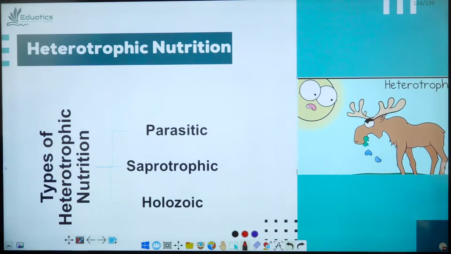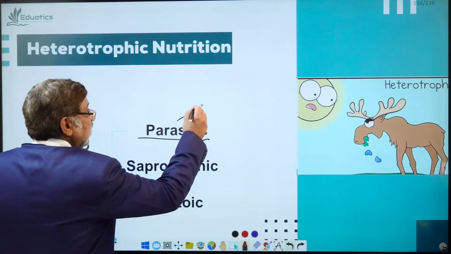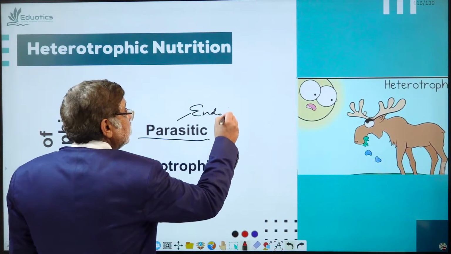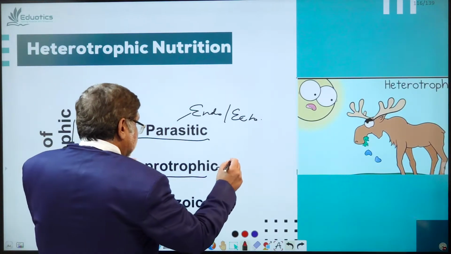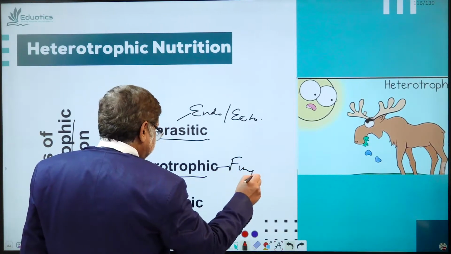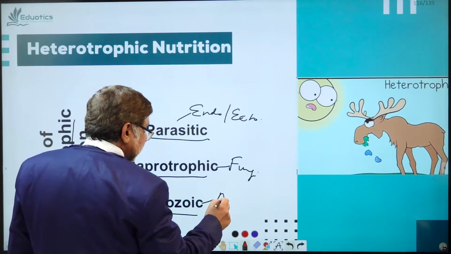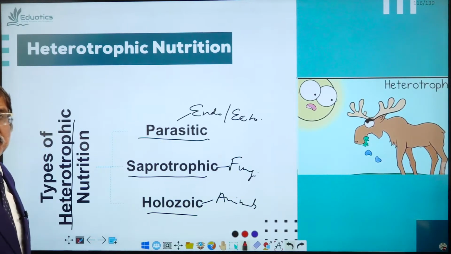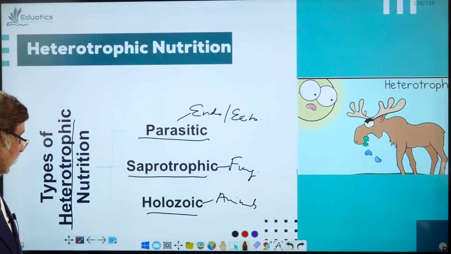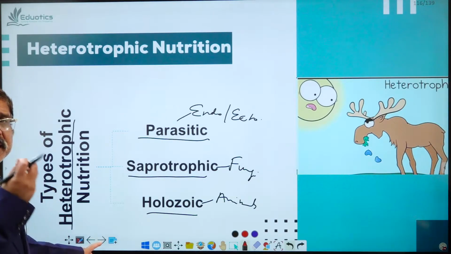Now types of nutrition, mainly the heterotrophic nutrition: parasitism, endoparasites and ectoparasites, saprotrophs, mainly fungi, and holozoans, mainly animals, including human beings, including single cell amoeba. They are holozoans. They take their entire food.